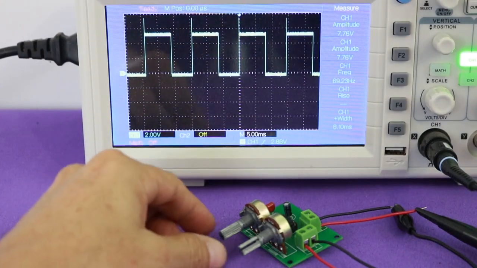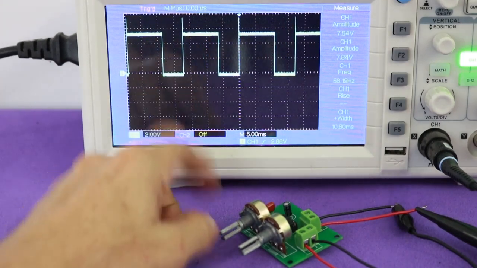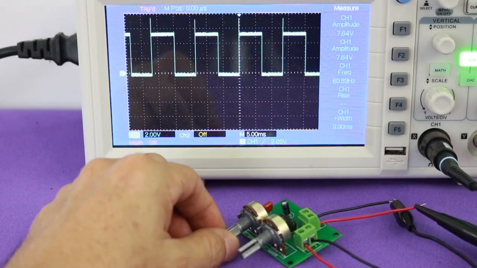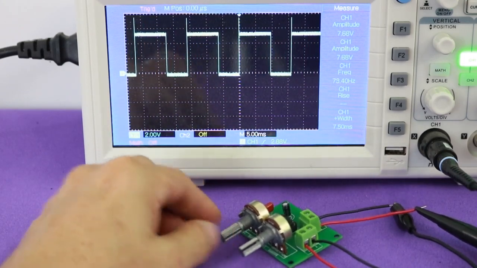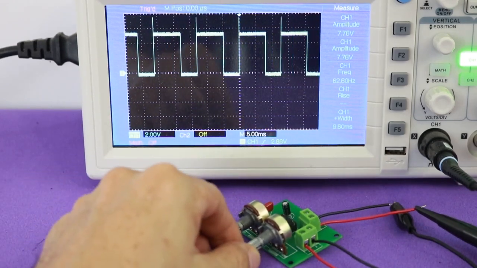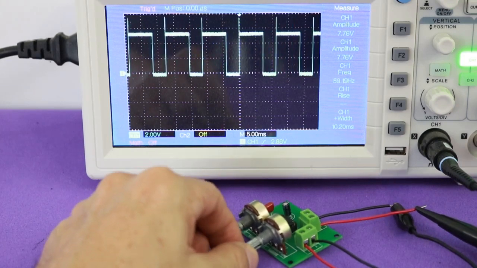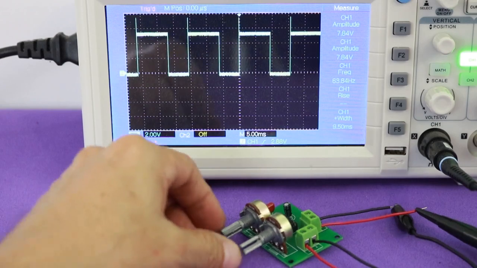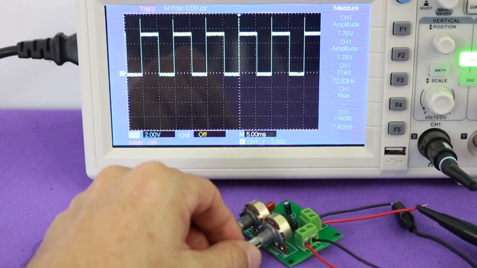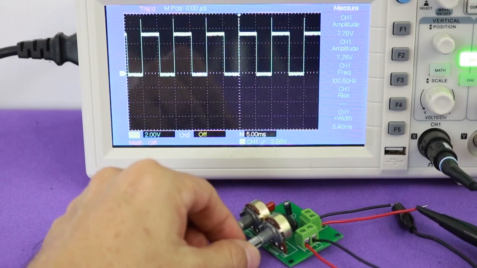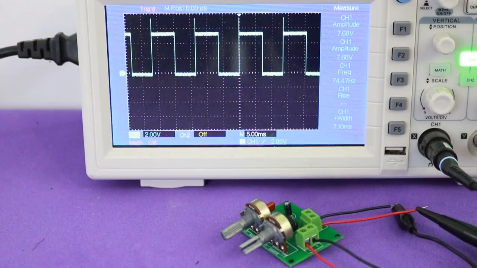I'm going to vary R1 and you can see how T1 is varying, but T2 remains constant. Now if we move R2, we can see how both times are changing. By adjusting both potentiometers, we can select a particular frequency and also a duty cycle, which is the ratio of T1 to the total period of the wave.